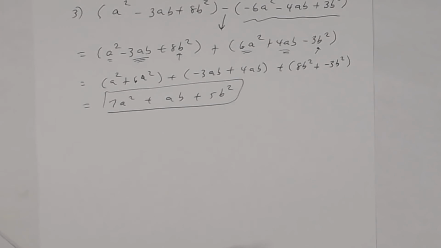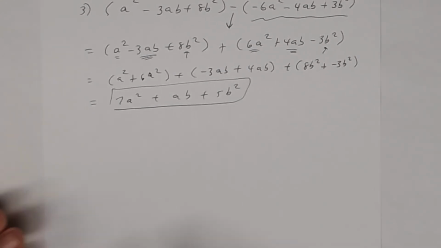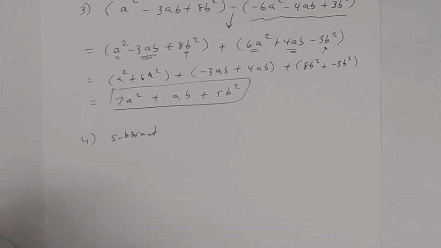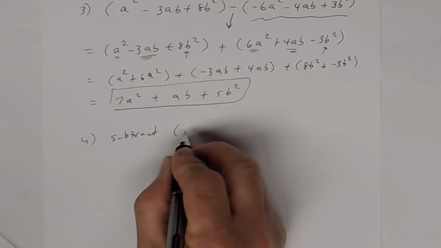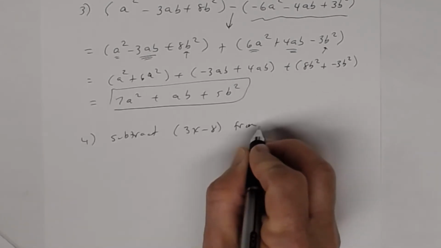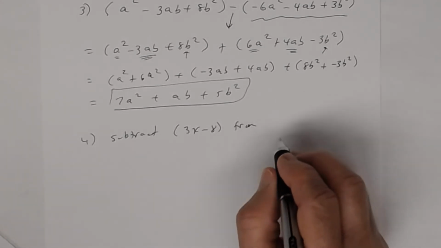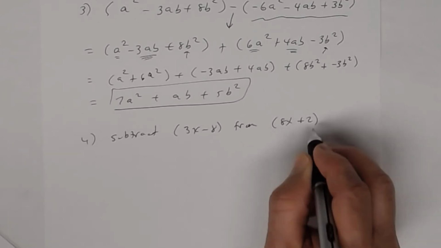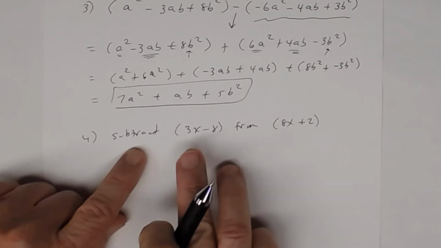All right, so let's look at this example. Sometimes you may see these words. So let's look at this idea. So sometimes you may see, number 4, you may see subtract. Let's say we had subtract this polynomial 3x minus 8 from 8x plus 2. Okay? So subtract this from this.